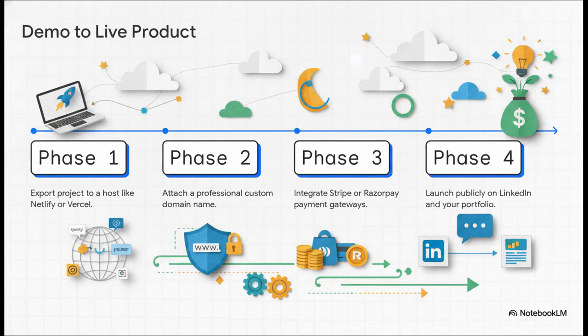Easy. You can actually take this a step further and easily upgrade a simple hackathon prototype into a fully monetized real-world application. You start in Phase 1 by exporting your project to a hosting platform like Netlify or Vercel. In Phase 2, you attach a professional custom domain name. Next up, in Phase 3, you integrate a payment gateway like Stripe or Razorpay. And finally, Phase 4, you launch it publicly on LinkedIn and your portfolio. That is exactly how you bridge the gap between a fun little demo and a live money-making business asset.